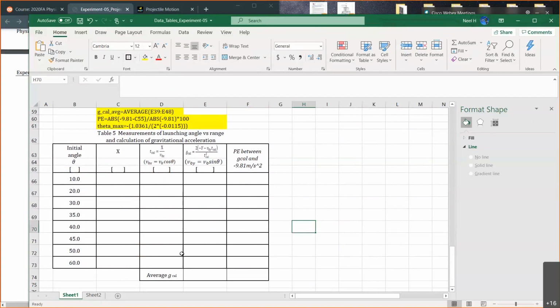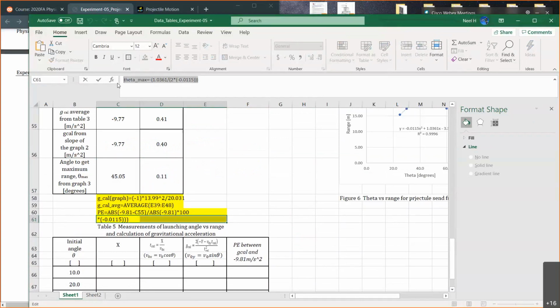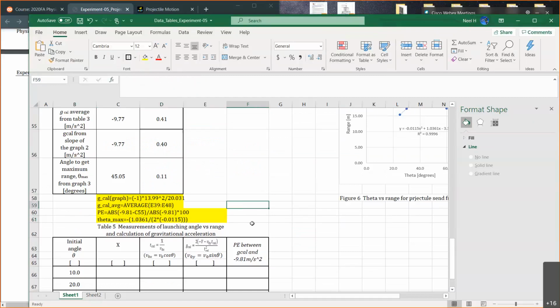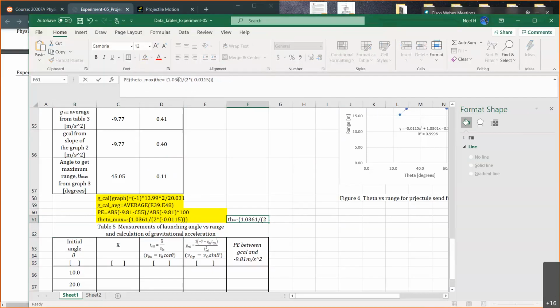Professor, can you show the function again for the angle max? Yeah, the angle max function right here. Theta max, okay. And let me copy paste this ABS function, that's different. Let me put it here. Sorry, also for the percent error. Yeah, that's what I'm doing here. This is for PE theta, PE for theta max. Okay, so that's the function for that.